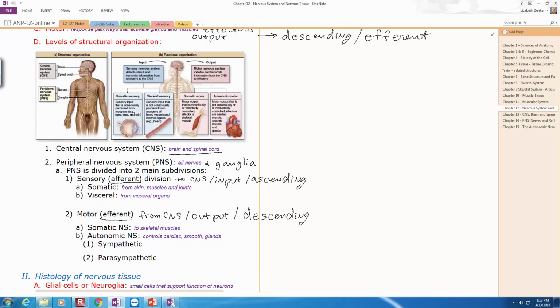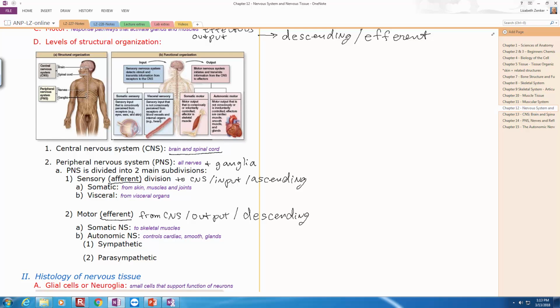Okay, so it's a little more obvious to me when you're talking about the body. As far as the motor division, so efferent information from the CNS, output going out to the muscles or the glands. Here we have the somatic nervous system versus the autonomic nervous system. Somatic means your skeletal muscles. You're telling your muscles to move and do something. So again, soma, think body, think muscles that move your body.